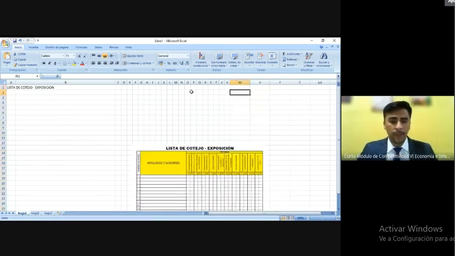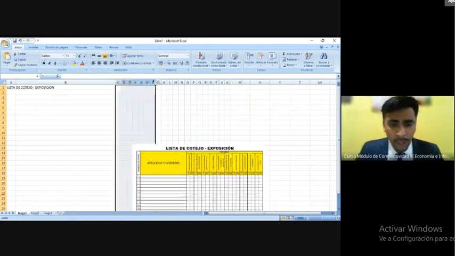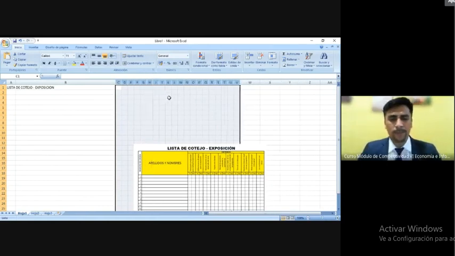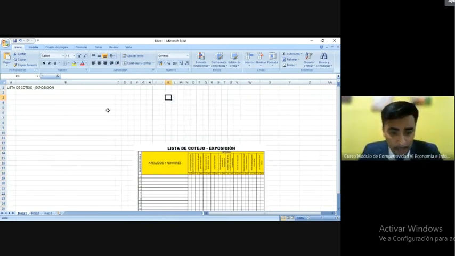And it's ready. We have here the 20 columns. You can mark all columns and make them more or less the width that you need. Okay, it's the next step. So let's start writing the titles.